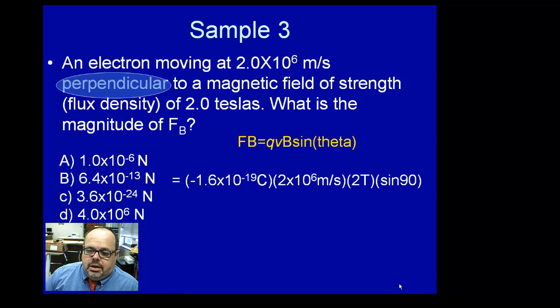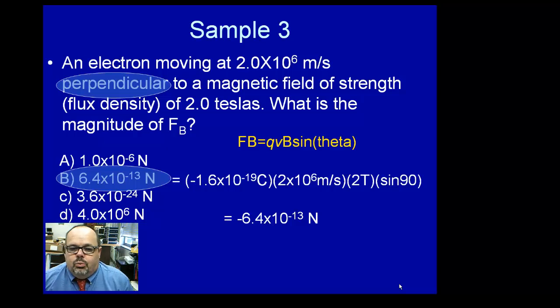The charge on an electron is 1.6 times 10 to the negative 19th coulombs, but remember it's a negative value. The speed is 2 times 10 to the 6 meters per second. The strength of B is 2 Tesla, and the sine of 90, of course, is 1. So you get negative 6.4 times 10 to the negative 13th. So the answer is B. I don't really need to worry about the negative because they said what is the magnitude of it. So they're not asking whether it's positive or negative.